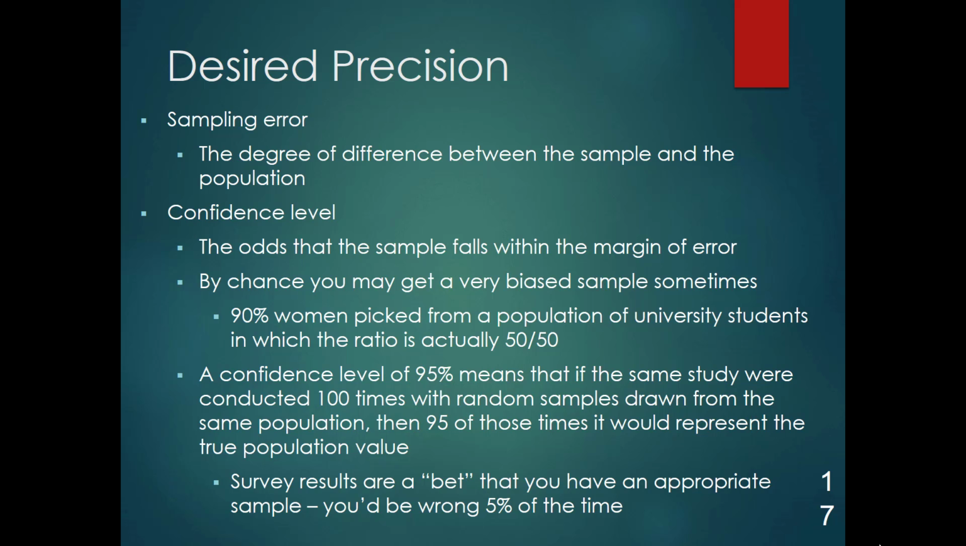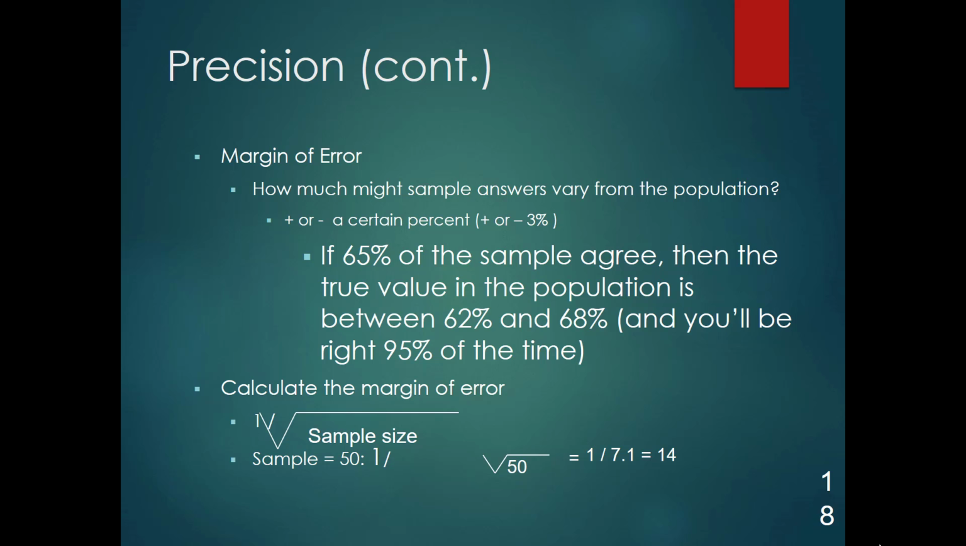A confidence level of 95% means that if the same study were conducted 100 times with random samples drawn from that same population, then it would represent the true population values 95% of the time, or 95 times. That would mean you would only be wrong 5% of the time. The confidence interval indicates how far the sample's results can stray from the true value in the entire population. This is the plus or minus margin of error.